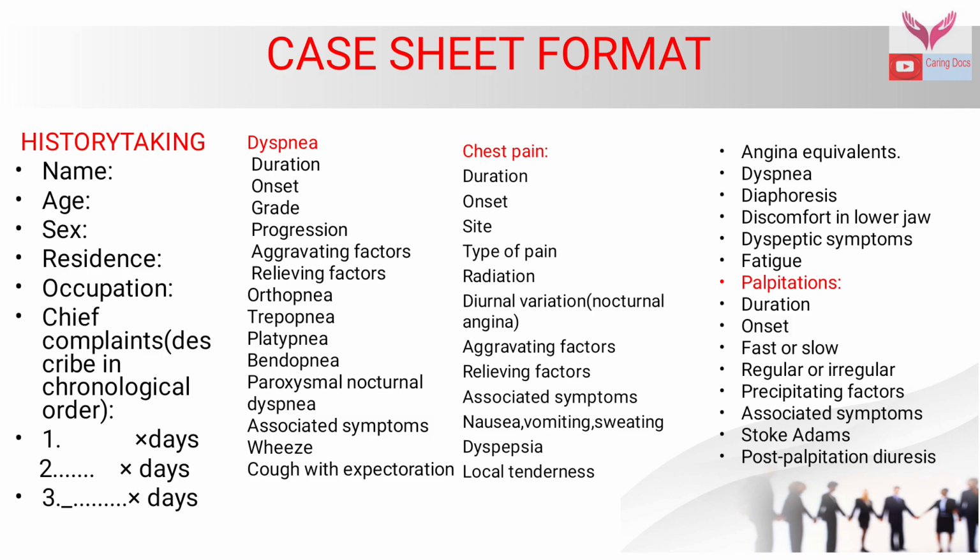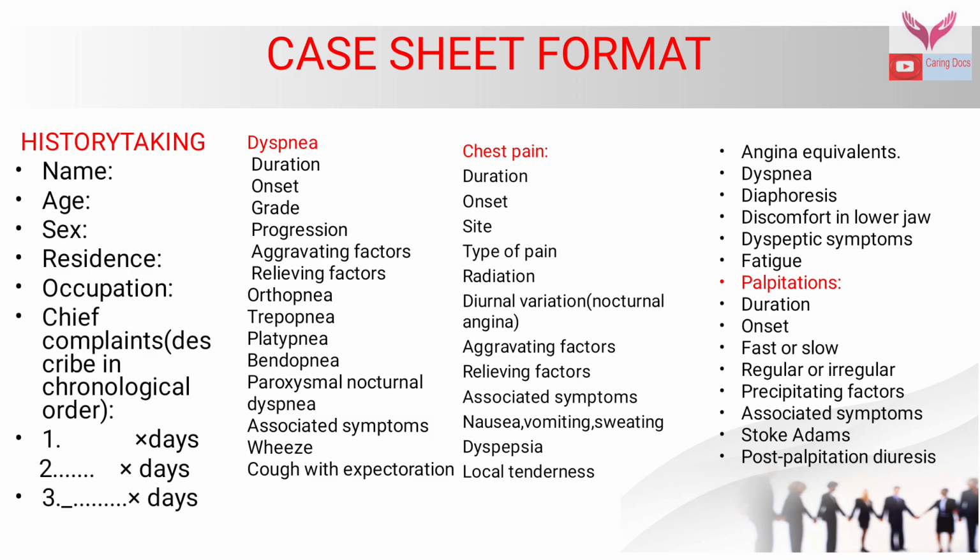If the patient comes with chest pain: duration of the chest pain, how was its onset, site, type or character of the pain, its radiation, whether there is any diurnal variation or not, aggravating factor, relieving factor, associated symptoms like nausea, vomiting, sweating, dyspepsia, whether there is any local tenderness, whether there are any anginal equivalents or not. Anginal equivalents are dyspnea, diaphoresis, discomfort in lower jaw, dyspeptic symptoms, fatigue.